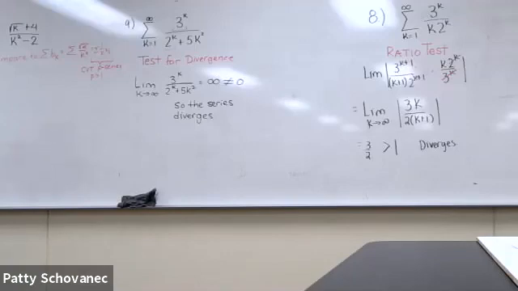Now when I constructed this, I made my numerator smaller and my denominator bigger. So I made my BK smaller than the AK. So it's going the wrong way for the direct comparison test. So you're forced to use a limit comparison test here. Take the limit of your AKs over your BKs. And if you get a positive finite limit, they'll both do the same thing.